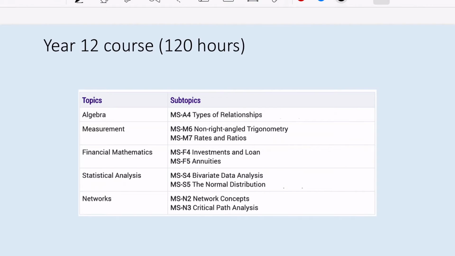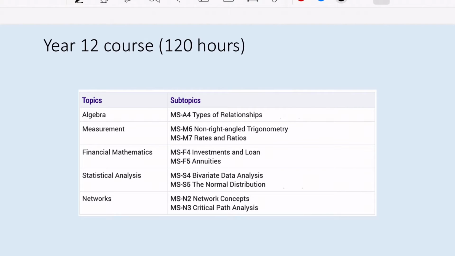Could I at this stage make the point that the HSC in the Mathematics Standard 2 course, as well as the trial exam, will be examining content from both the Year 11 and the Year 12 course. So my advice is that you are very familiarised with both the Year 11 and the Year 12 content. This presentation, as I've mentioned, will only cover some exemplar questions from the Year 12 course.